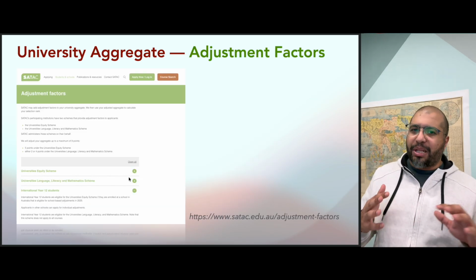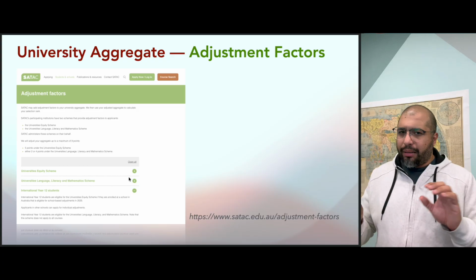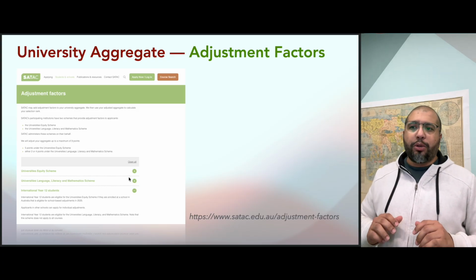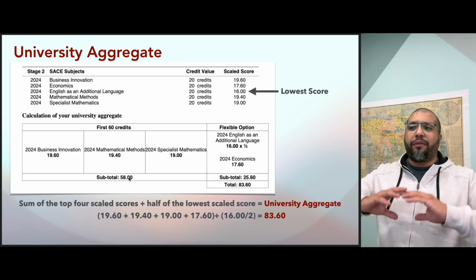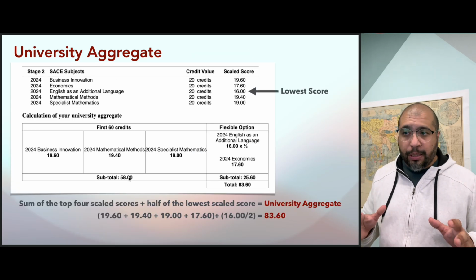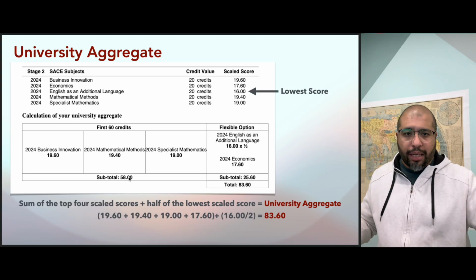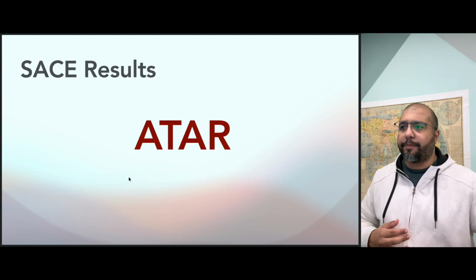Now there are some adjustments, factors, and there are some little tiny details, but to know more about them, I recommend visiting the SATAC website. But for the vast majority of SACE students, this is how the University Aggregate is calculated.